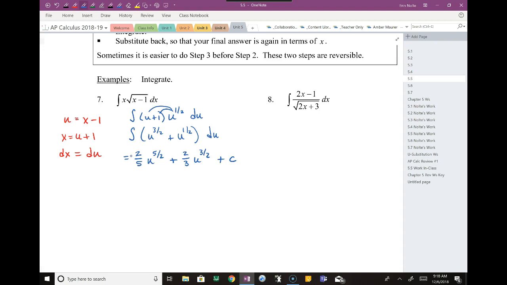All right, so my very last step here is now I have to replace my u's with what they were equivalent to in terms of x. Okay, so u is equivalent to x minus 1. So I'm going to replace all of my u's with x minus 1.